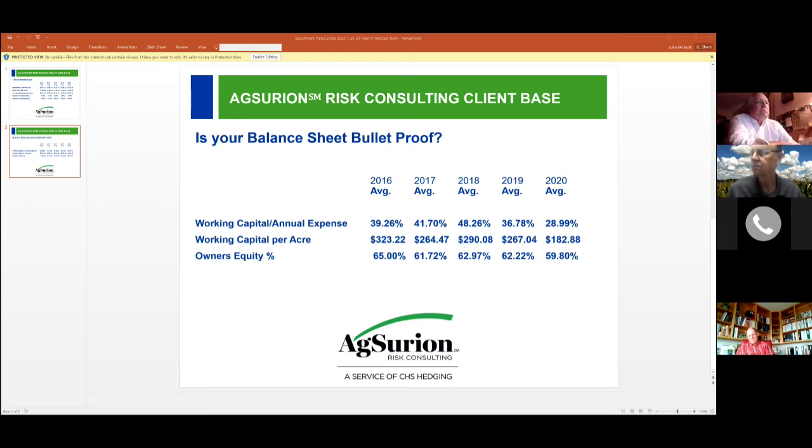That working capital per annual expense at 29%. 25% is red light in our analysis, and 50% is green light. So in 3 years it went from almost green light to almost red light. That's a pretty significant drop.